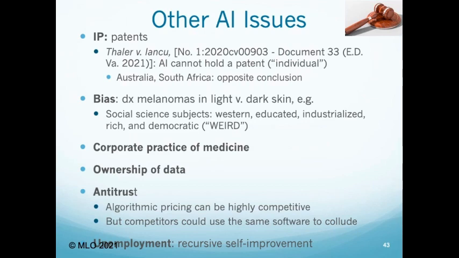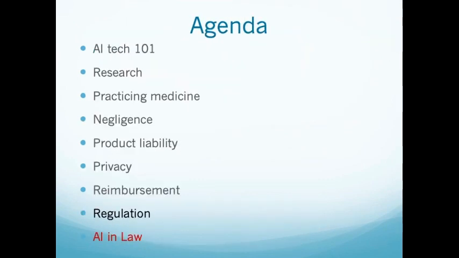Bias I already mentioned, but as an example, AI systems do much better at diagnosing melanoma in folks with light-colored skin than they do in people with dark-colored skin. Corporate practice issues, who owns the data, antitrust, and then the very intriguing question of professional unemployment. Will there come a day when dermatologists will be out of business because machines are going to be interpreting skin lesions? I think the answer is no, but that concern has been raised.